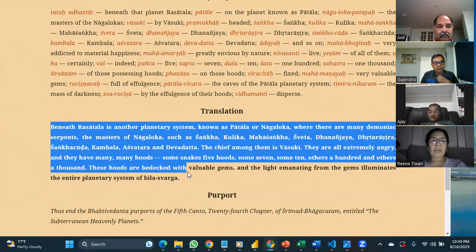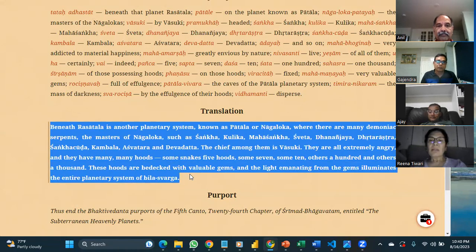Beneath Rasatal is another planetary system known as Patal or Naglok, where there are many demoniac serpents, the masters of Naglok, such as Sankh, Kulik, Mahasankha, Svet, Dhananjaya, Dhritarashtra, Shankhachud, Kambal, Asvatara, and Devadatta. The chief among them is Vasuki. They are all extremely angry and they have many hoods. Some snakes have 5 hoods, some 7, some 10, others 100, and others 1,000. These hoods are bedecked with valuable gems, and the light emanating from the gems illuminates the entire planetary system of Bilaswarg.